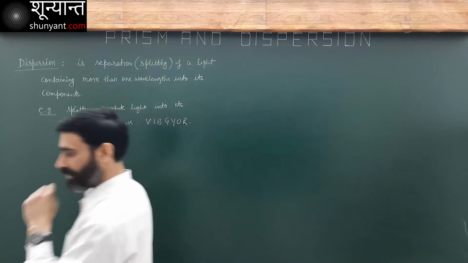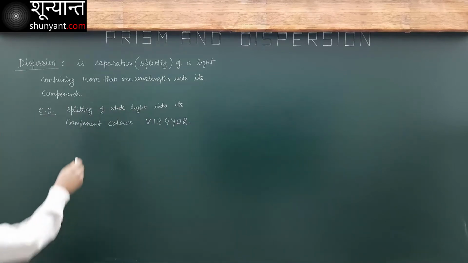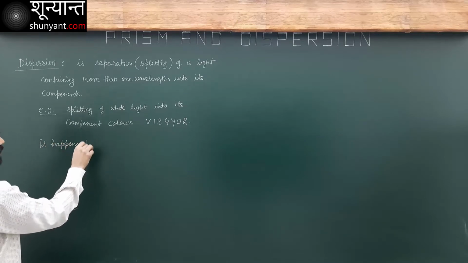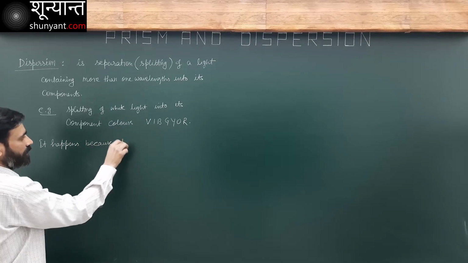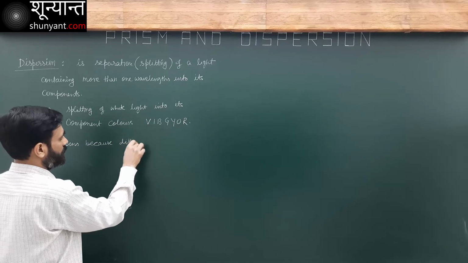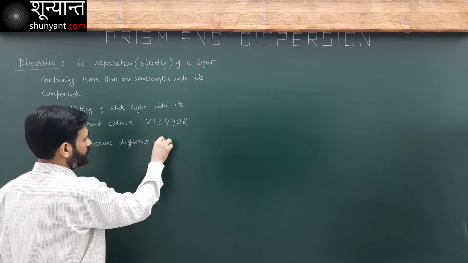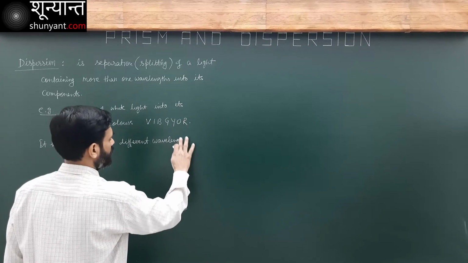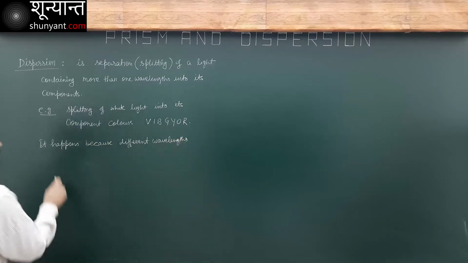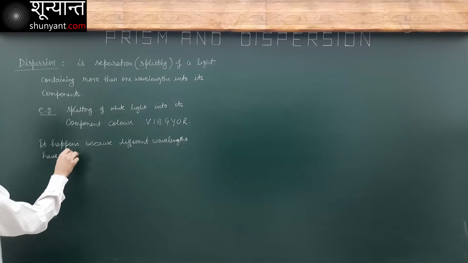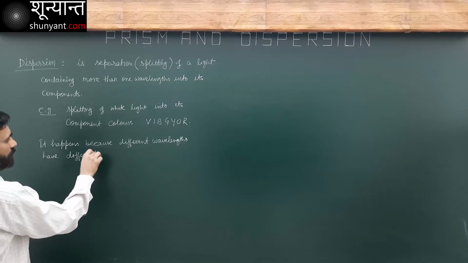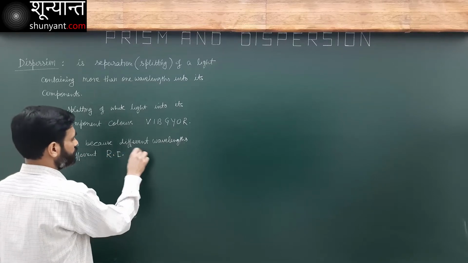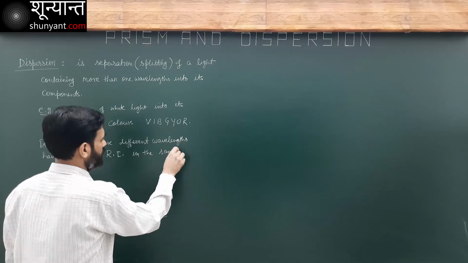Now, why does it happen? It happens because different wavelengths have different refractive index in the same medium.